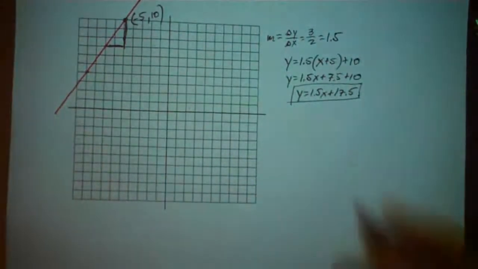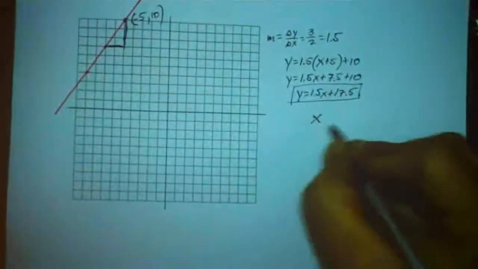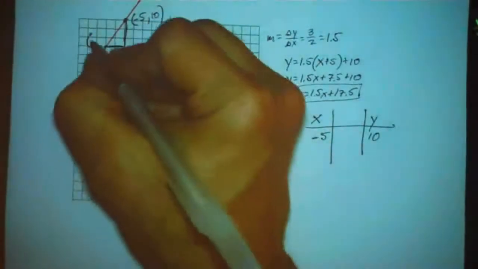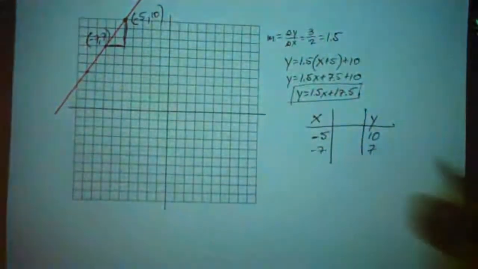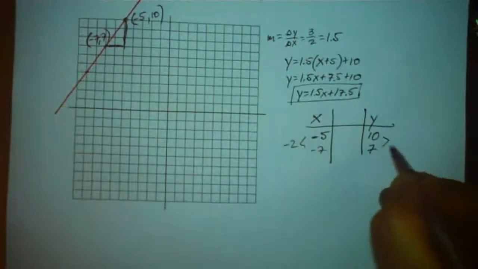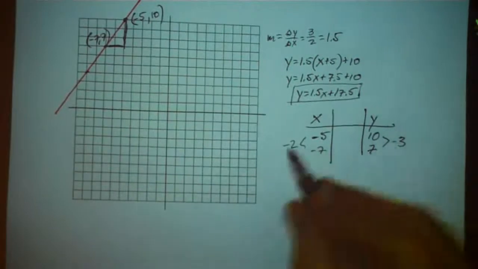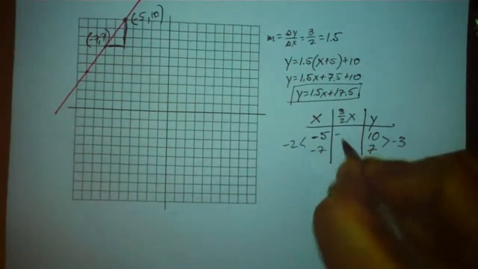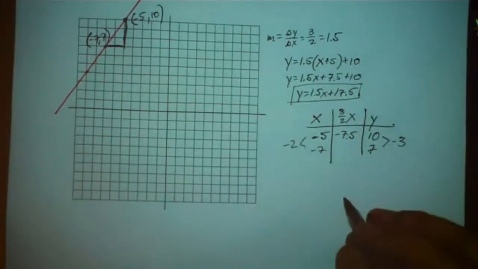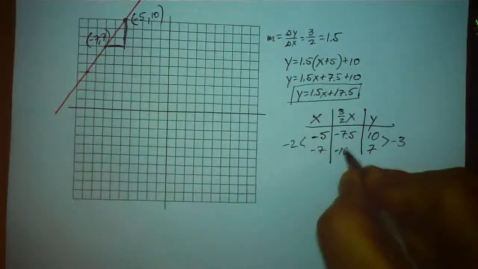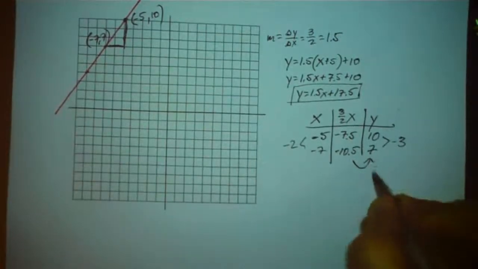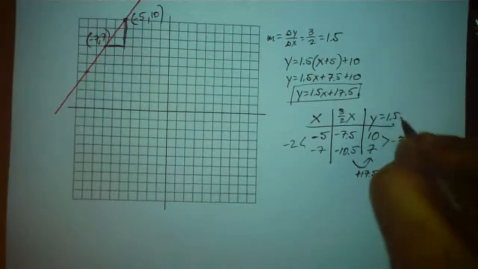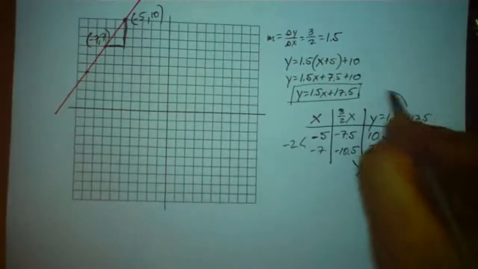Real fast, you could also have done this using our three-column chart. You could have said x, y, we have negative 5, 10, and this one here is negative 7, 7, and we could have seen that this is decreasing by 2, this is decreasing by 3, so that means our slope is 3 over 2, so 3 halves times x, or 3 halves times negative 5 is negative 7.5, 3 halves times negative 7 is negative 10.5. And then we would say, how do we get from this column to that column? We add 17.5. So that means this is y equals 3 halves times x, I'll write it 1.5 times x plus 17.5. And hey, look, it's the exact same thing that we got over there.